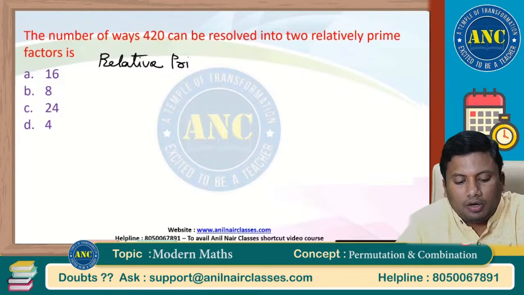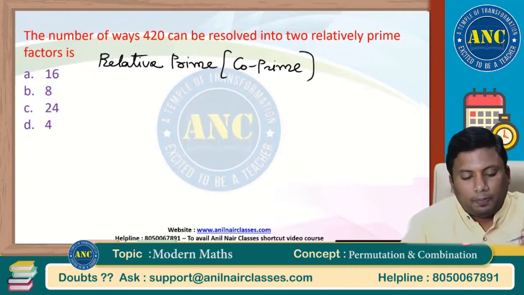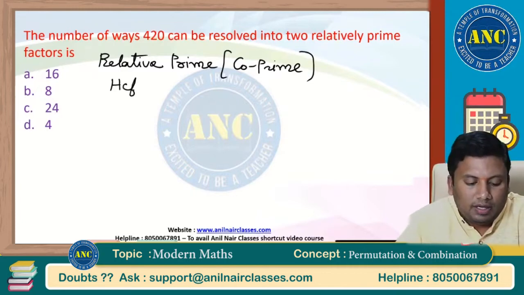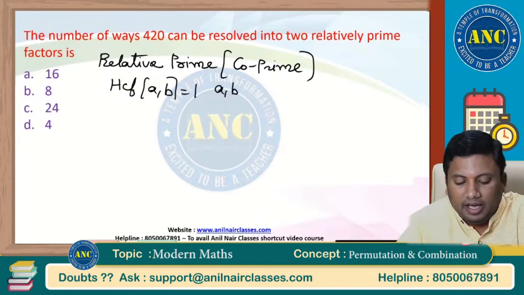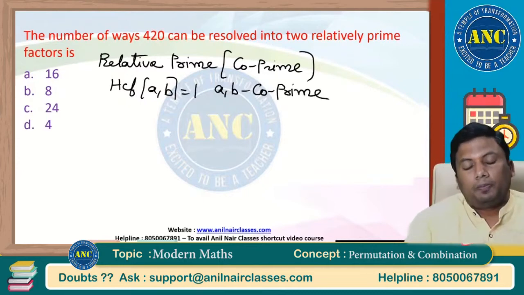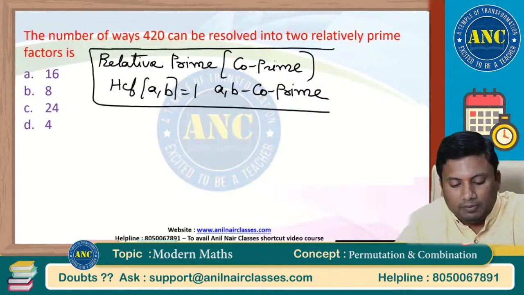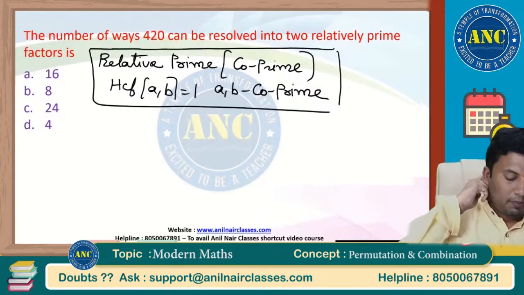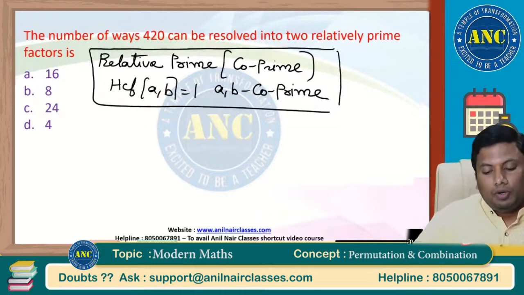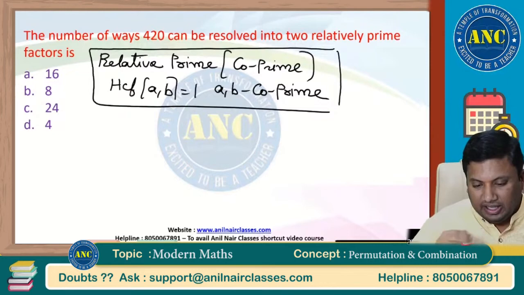Relative prime or co-prime, both are the same. Two numbers are said to be co-primes if their HCF is 1. If A and B are co-prime to each other, then their HCF is 1. Relative prime numbers and co-prime numbers are synonyms.